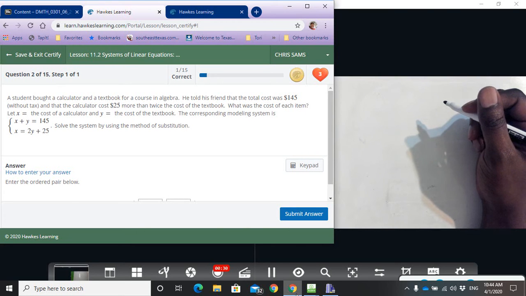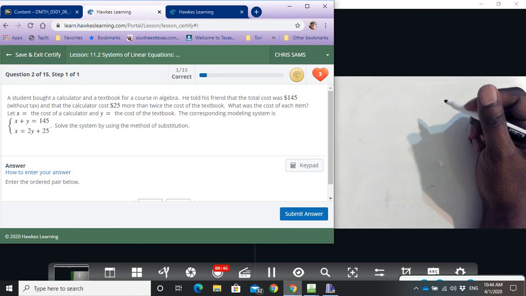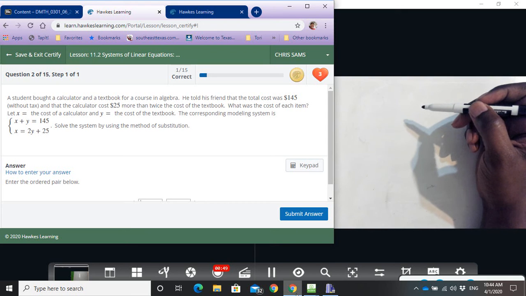But okay, a student bought a calculator and a textbook for an algebra course. He told his friend the total was $145 without tax, and that the calculator cost $25 more than twice the textbook. What was the cost of each item? Okay. So at the bottom, we're letting X be the cost of the calculator, Y be the cost of the textbook, and then here's the system.